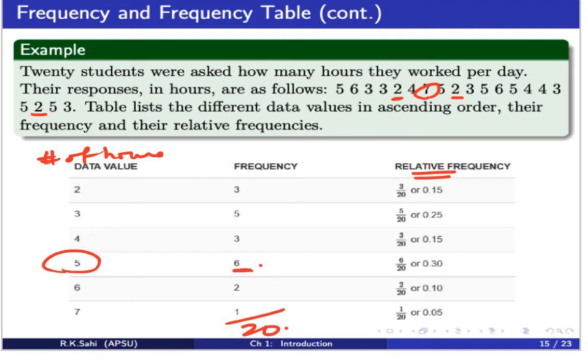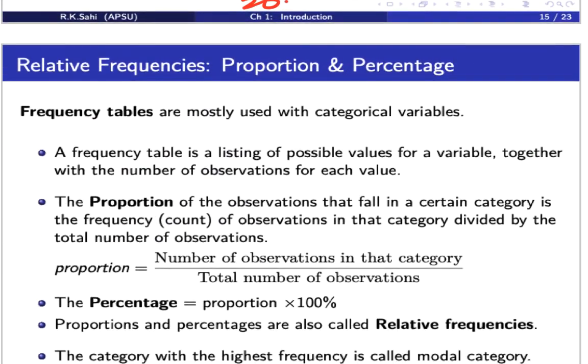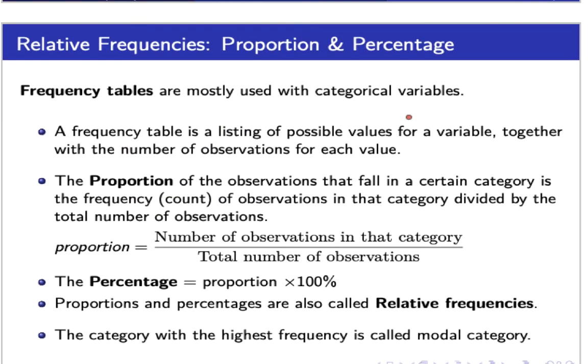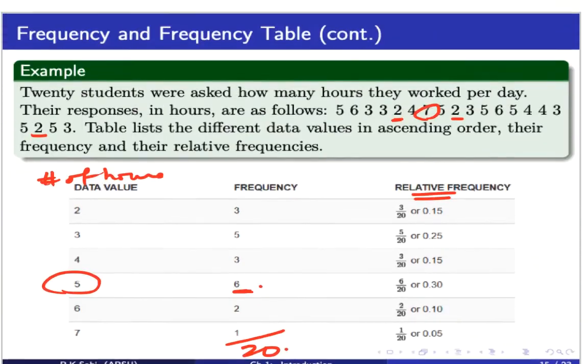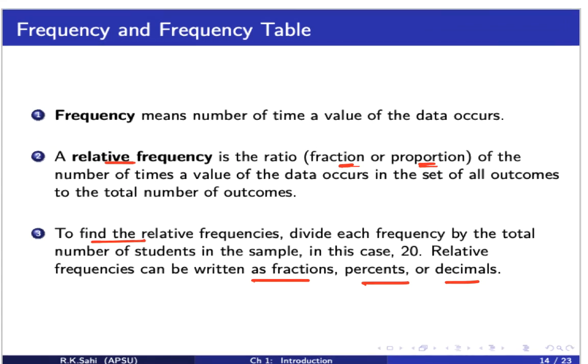Now, where is it being used? Frequency tables are very much used in conjunction with categorical variables. What is a frequency table? It's a listing of possible values for a variable together with the number of observations for each value. And as I said earlier in my slide, if you want to represent relative frequencies, we can write them as fractions, percents, or decimals.